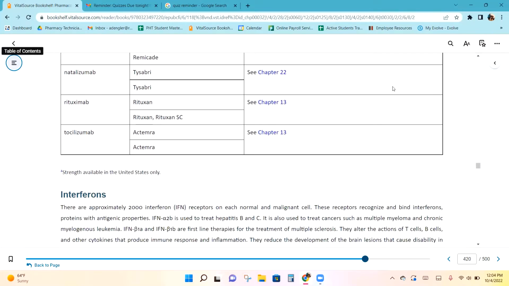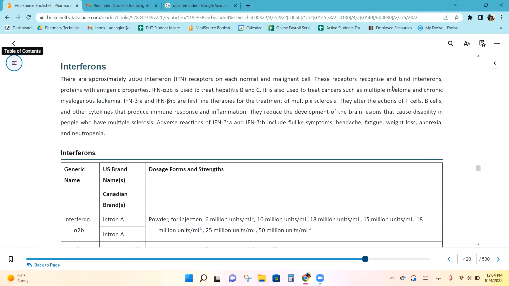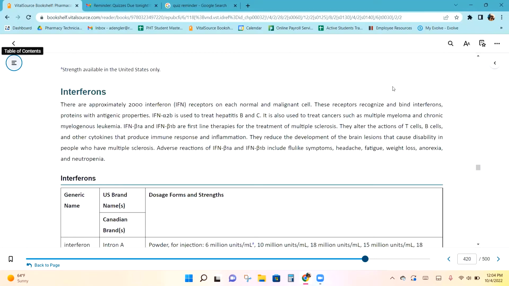and tocilizumab. There are approximately 2,000 interferon receptors on each normal and malignant cell. These receptors recognize and bind interferon proteins with antigenic properties.